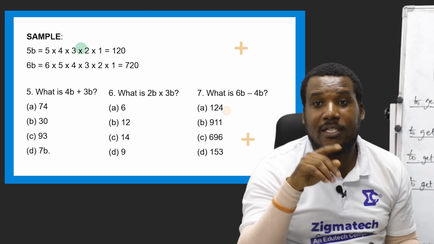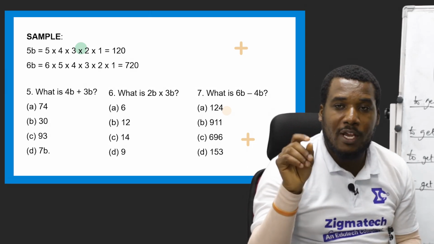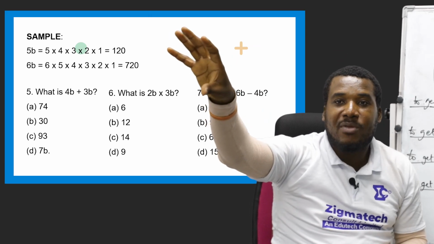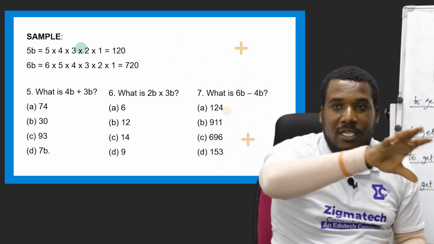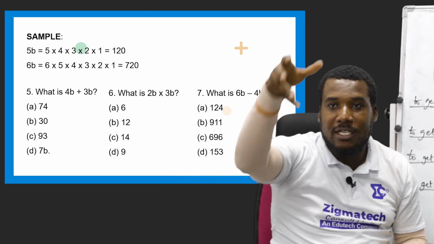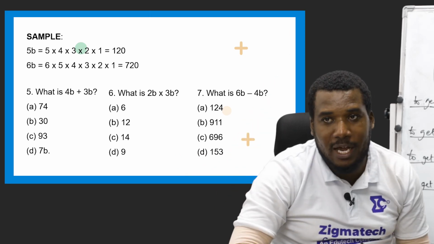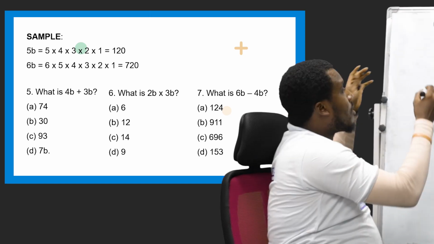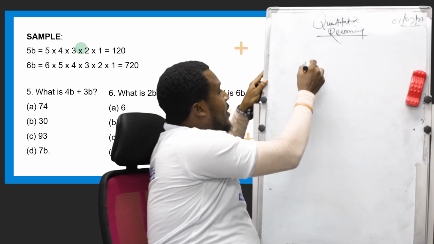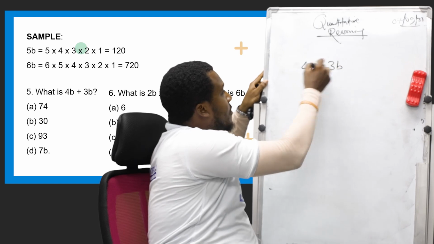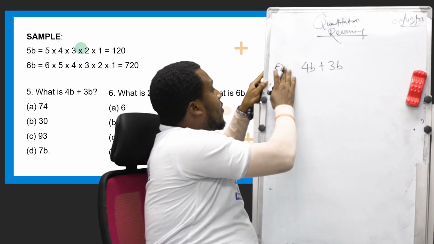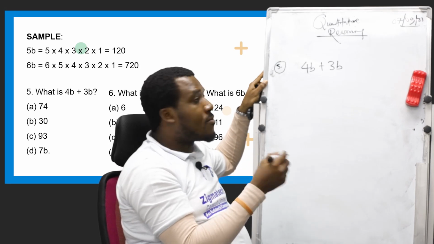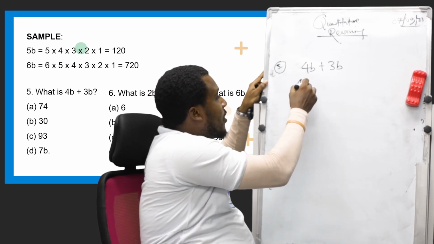Now, number 5 says 4B plus 3B. With that analogy, you first derive the value for 4B, then derive the value for 3B, then you add both values together, and that is your final answer. Now, let's see more about that. 4B plus 3B, question number 5.